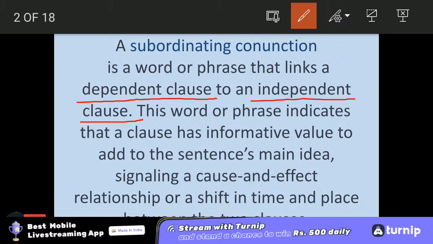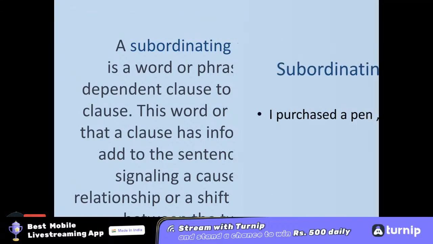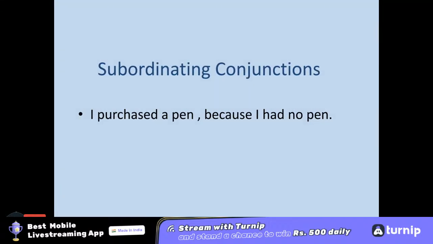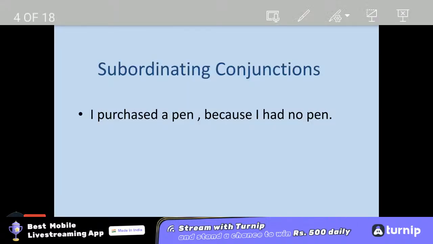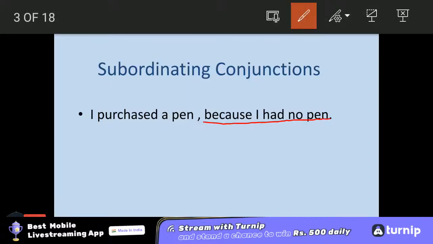And the words or phrases, the conjunctions, which are used to join these types of sentences in which we have a dependent and an independent clause are termed as subordinating conjunctions. Moving ahead, I'll be explaining the types of subordinating conjunctions with the help of an example. See, I purchased a pen because I had no pen. In this sentence, because I had no pen is an example of a dependent clause.